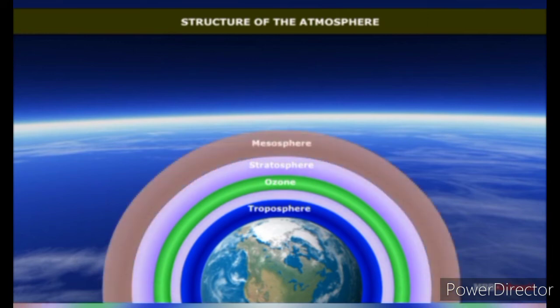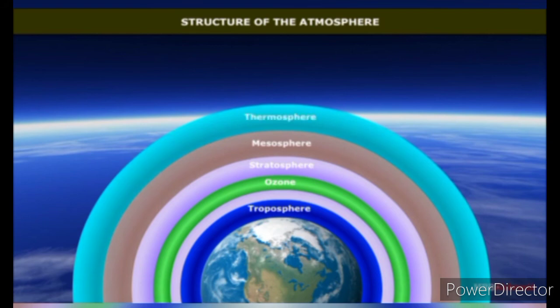The mesosphere. It extends from 50 kilometers to 80 kilometers above the surface of the Earth. Here, the temperature again begins to drop and reaches -100 degrees Celsius at the layer's upper boundary, which is known as the mesopause.